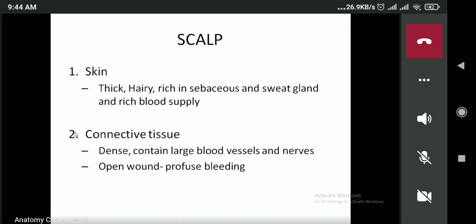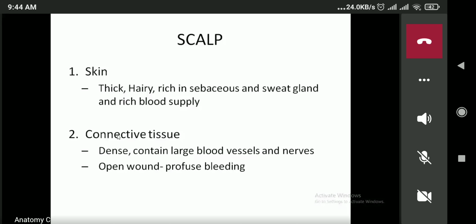and the connective tissue of the second layer in scalp is the dense connective type. This dense connective tissue is composed of highly organized, dense fibrous connective tissue, which contains a large amount of blood vessels and nerves. And remember, as this dense connective tissue has a highly fibrous network arrangement, in case of an open wound, even a small minor injury to the scalp that results in opening up of the blood vessels, it results in profuse bleeding.